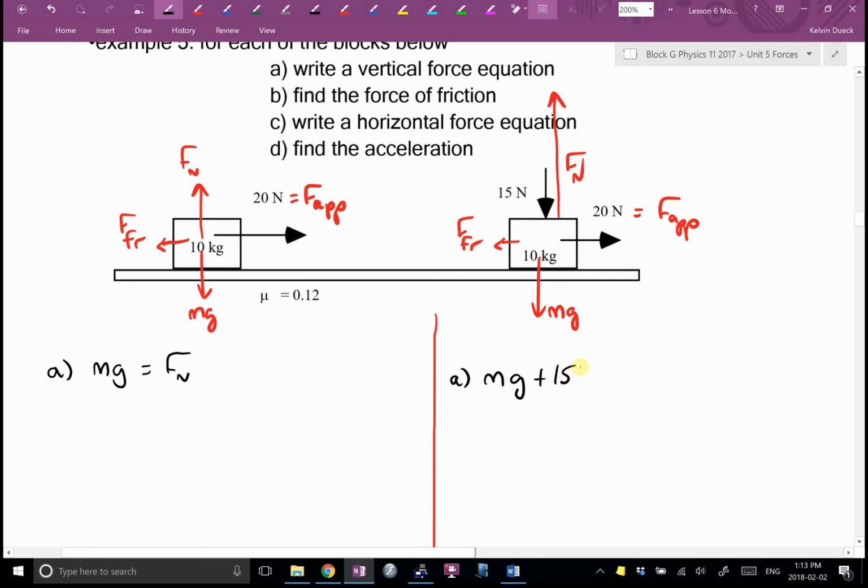Yes? Equals everything up. What else is up? Yeah. So just go systematically. Don't try and jump around. Cool.